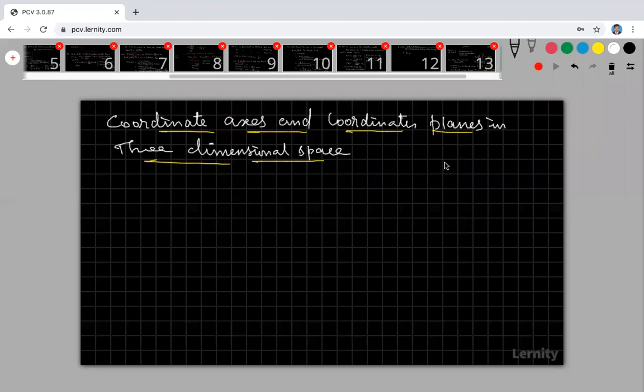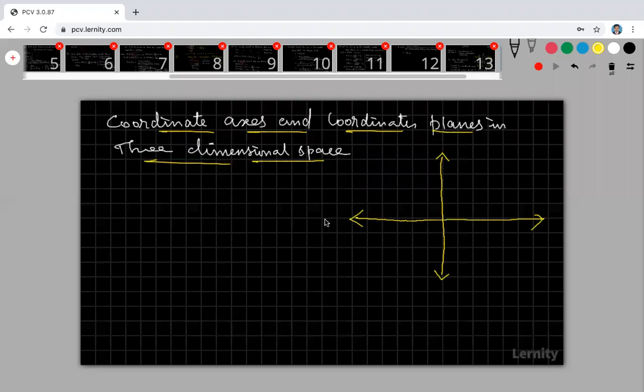And dear students, please note down. If you have a book, please see figure number 12.1. Please look at that, see the figure 12.1 in your book.